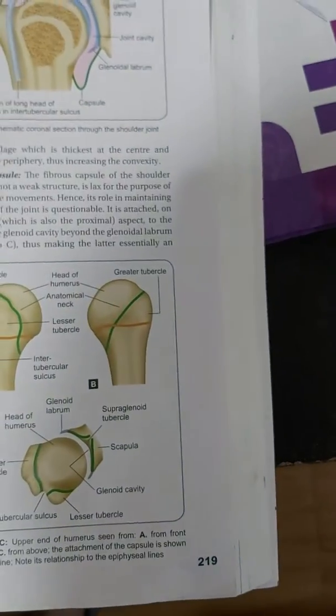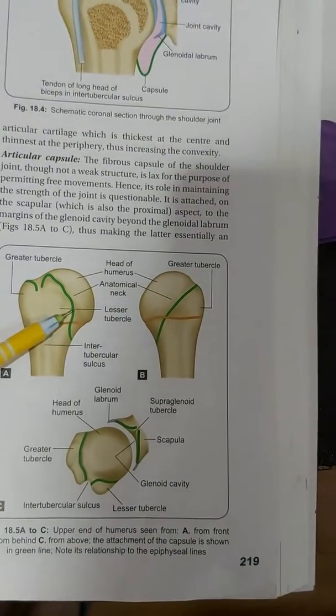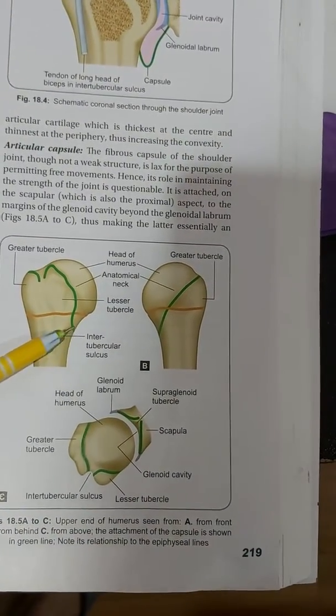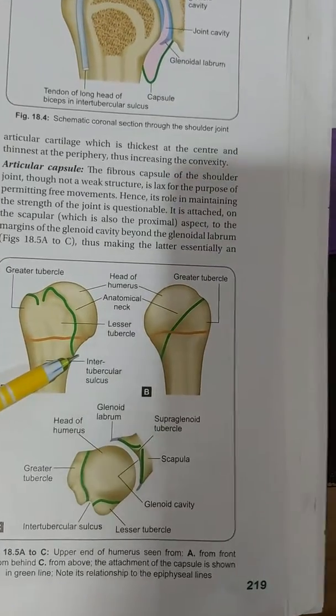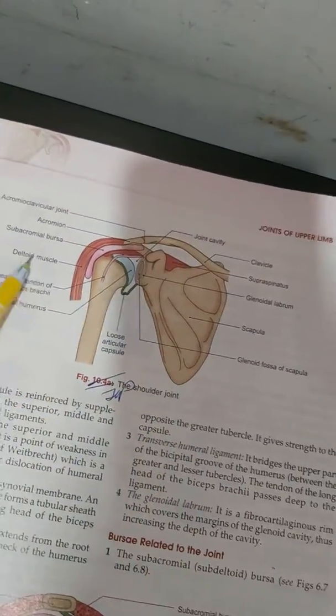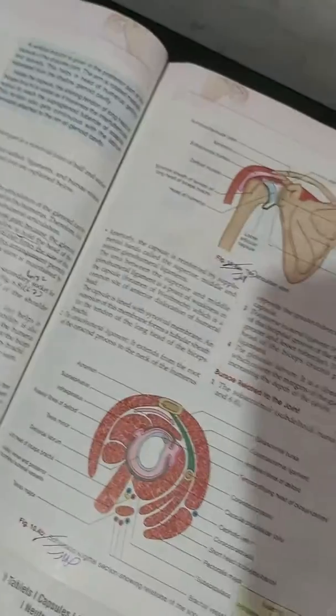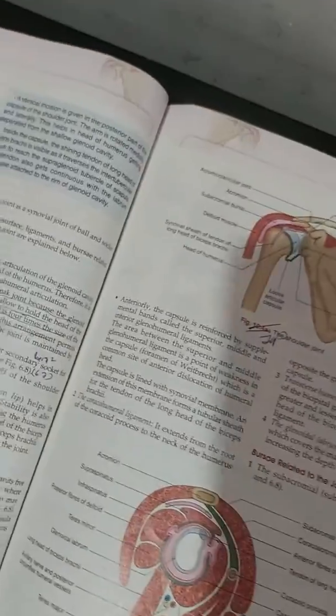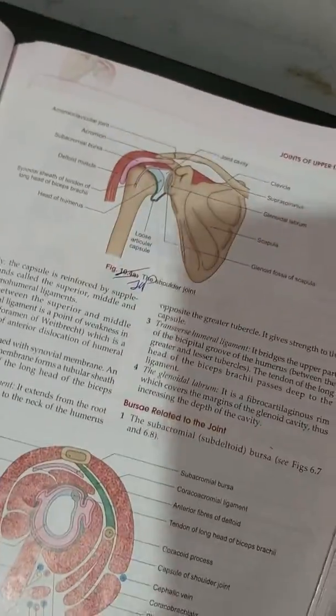You can also see that this capsule extends beyond the anatomical neck, and in the inferior portion comes down up to the surgical neck. You can see this is coming down like this, but when there is abduction, it becomes taut. So we have discussed the articular surfaces, the articular capsule, and the ligaments.